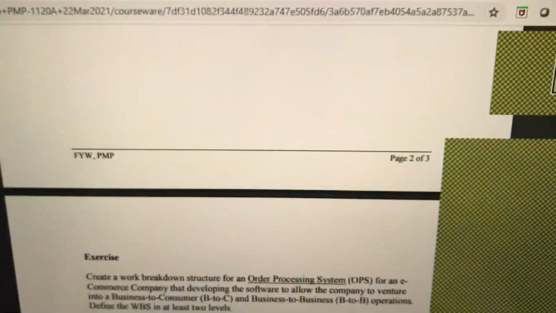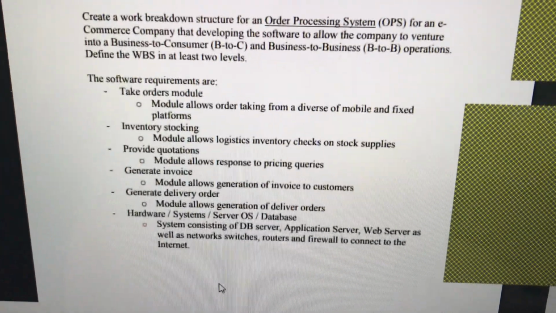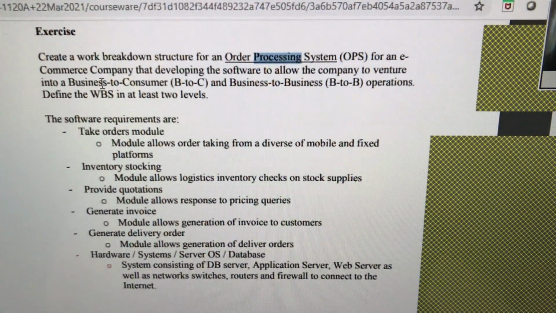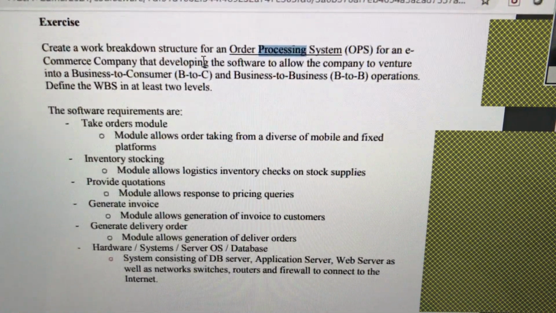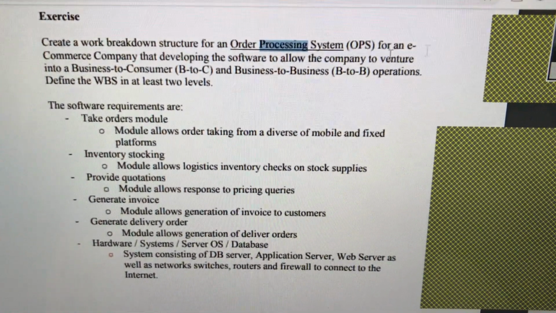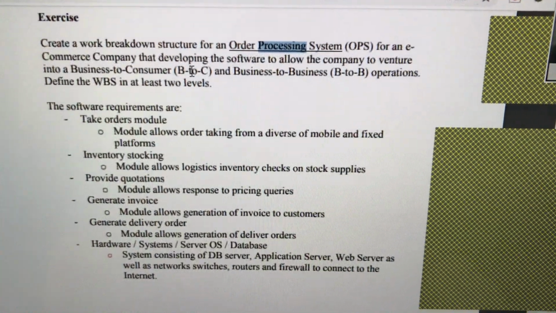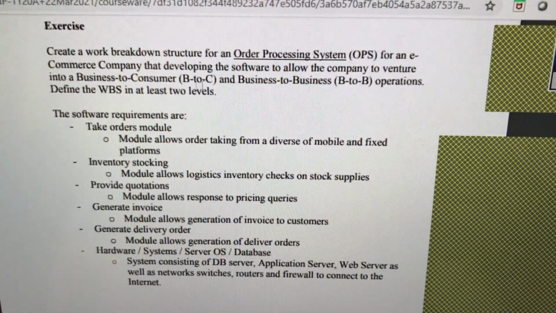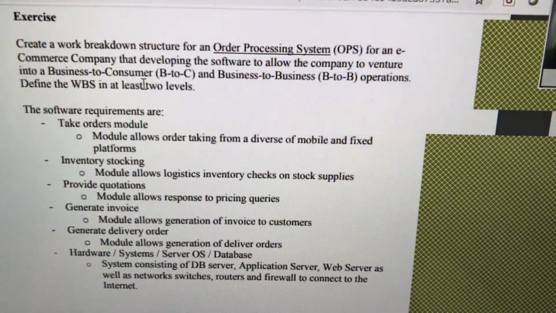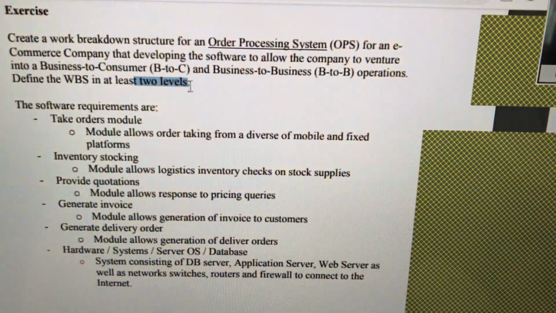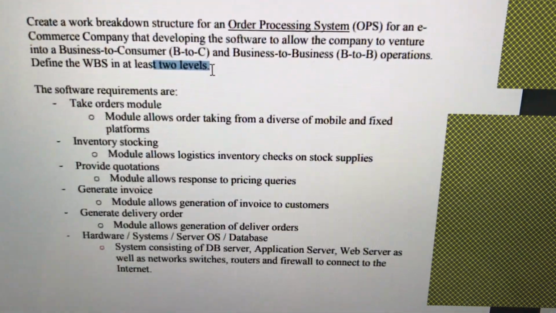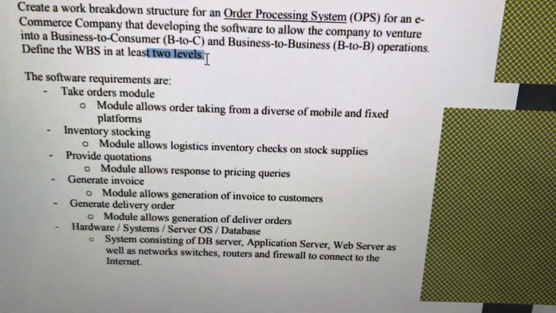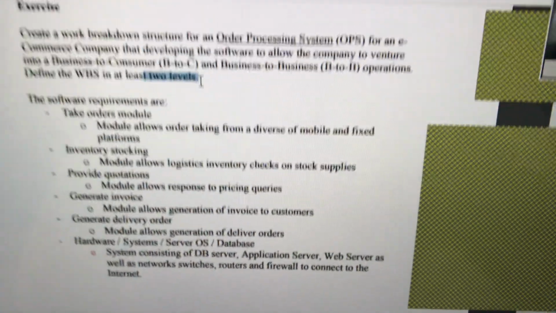Now what do they want you to do? Create a work breakdown structure for something called an order processing system, for an e-commerce company developing software to allow the company to venture into a B2C model or a B2B model, both they want you to do. Define the WBS in at least 2 levels. So make it level 0, level 1, level 2 at a minimum. Level 3, level 4, if you think you can build it, please build it.